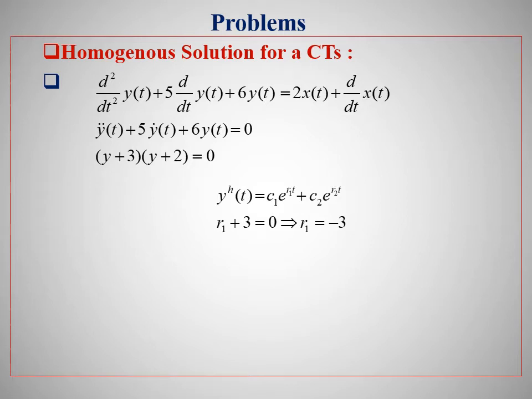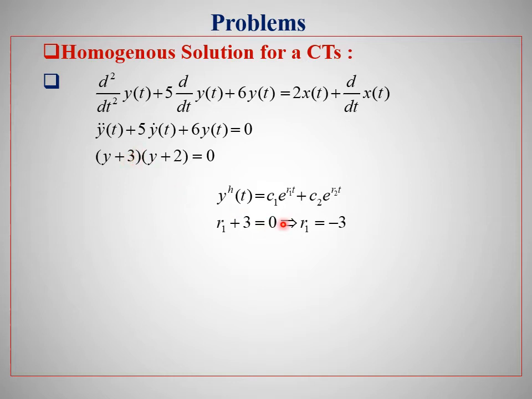The homogeneous solution is going to be represented as yh of t is equal to C1 e power r1t plus C2 e power r2t. Let us try to find out what r1 and r2 are.